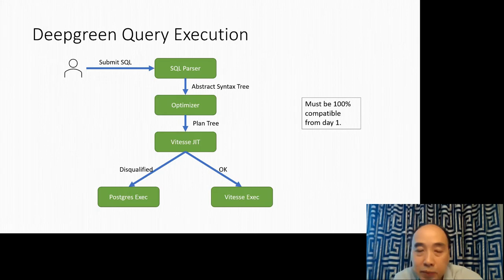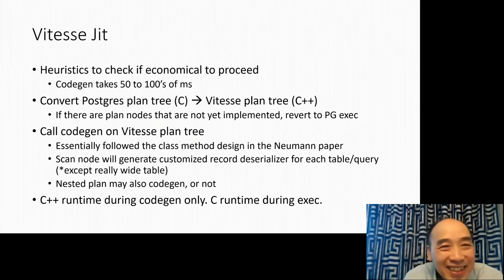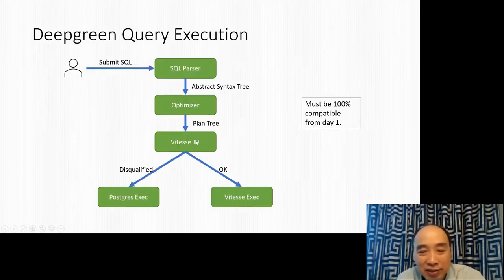What does your JIT look like? Are you generating the IR directly, or do you have an intermediate DSL? IR direct. Okay. Yeah, so the code is coming. Okay. So during this step in the middle here, the Vitesse step, this is what we do.